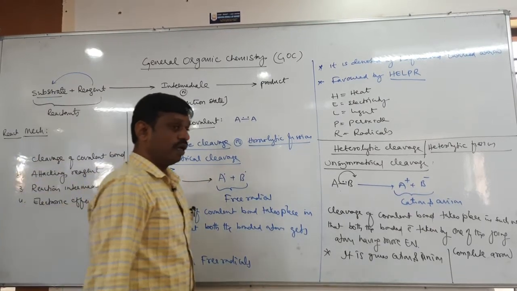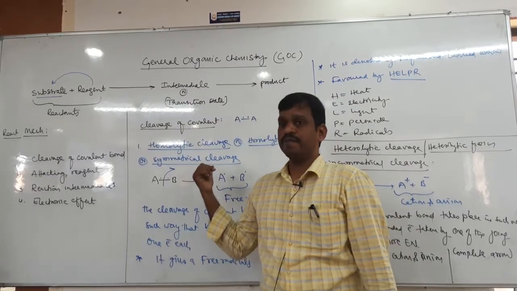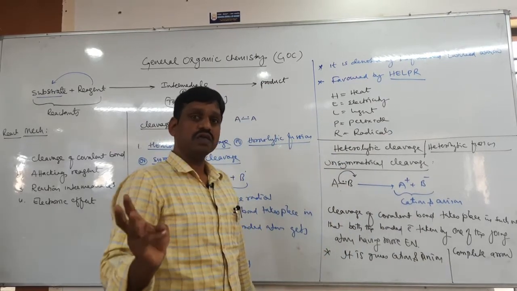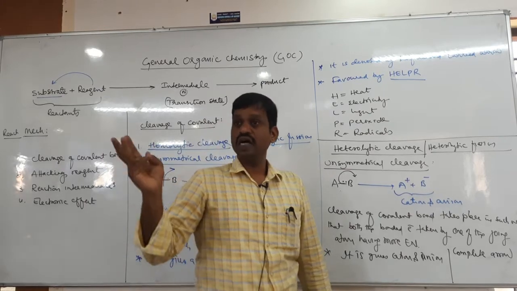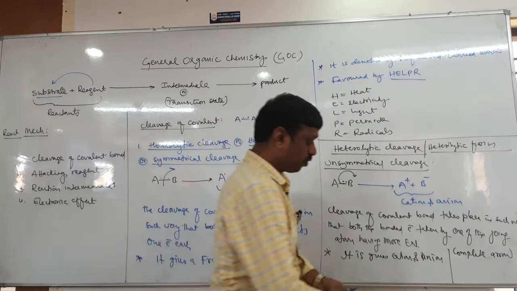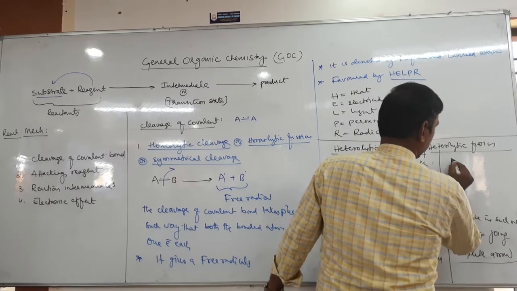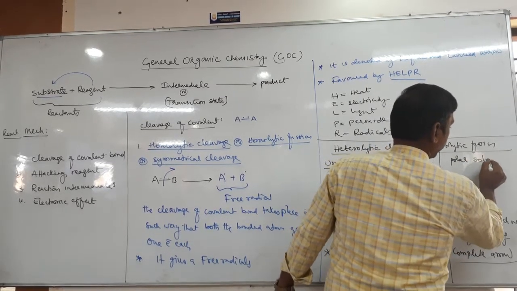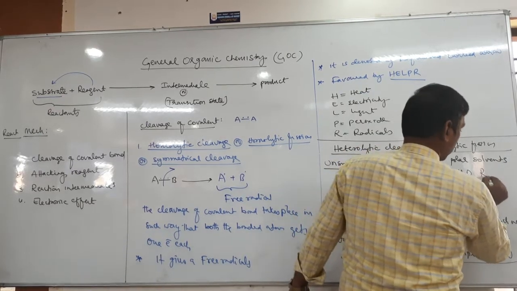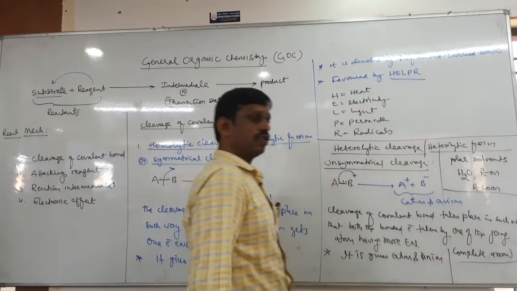Next, finally, it is favored by what? Homolytic cleavage is favored by HELPER, but heterolytic cleavage is favored by polar solvents like water or even alcohol, acetic acid. In presence of polar solvent, heterolytic cleavage is favored. Therefore, it is favored by polar solvents. I'll write here: it is favored by polar solvents like water, alcohol, carboxylic acids, which are polar solvents.